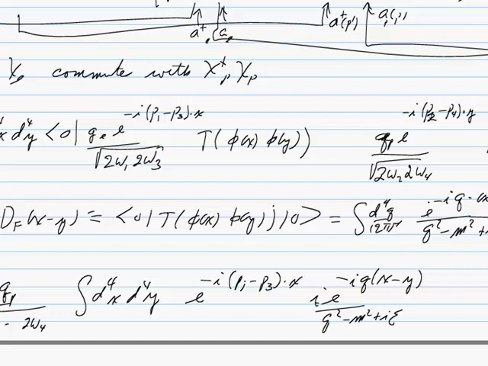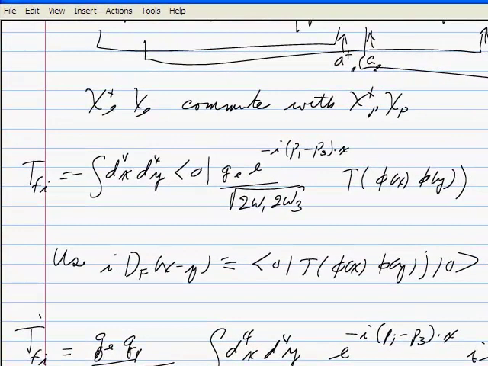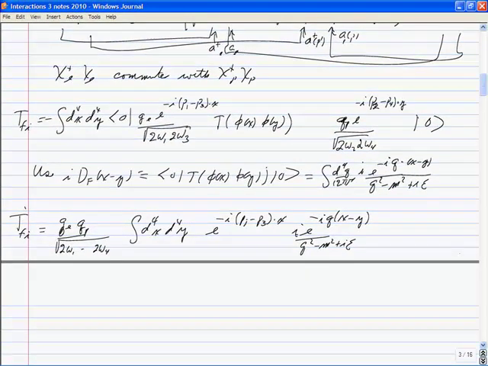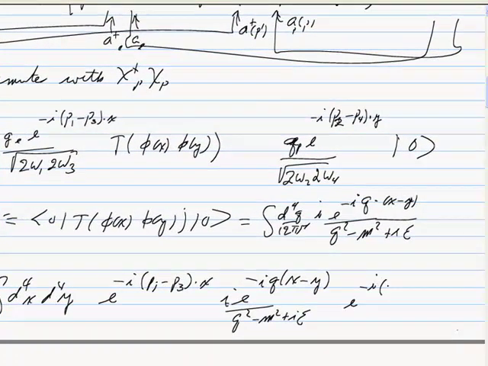Actually, I missed my i, sorry. There's an i right there. If you go back, if you remember, the propagator is i over q squared minus m squared, or i D_F is that. Okay, so we have that factor. And then there's e to the minus i (p2 minus p4) dot y.